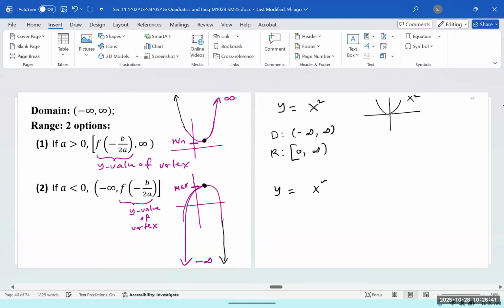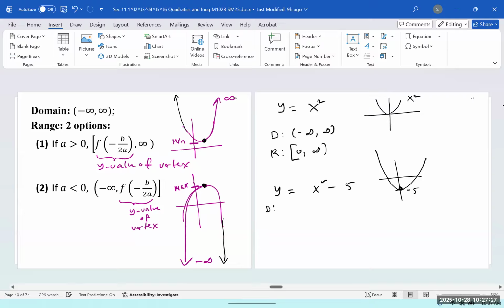Y equals x squared minus 5. How do you graph x squared minus 5? The number is single, alone. So when you're alone, it's downward. If you have a number inside your square, inside the parentheses, then it's left, right. But if it's alone, then it's going 5 units down. So it's here.